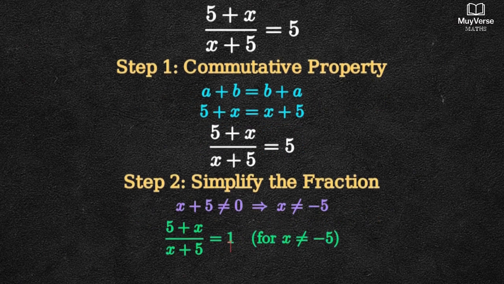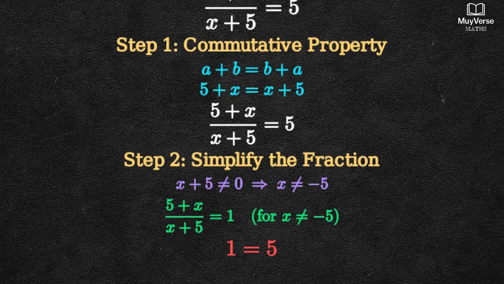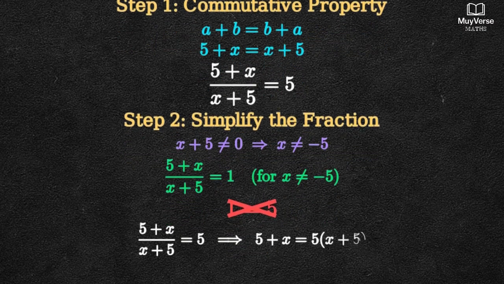Step 3. Substitute this into the original equation. 1 equals 5. This is a contradiction, so no value of x can make it true while keeping the denominator non-zero. Cross-check. If we cross-multiply the original equation, 5 plus x equals 5 times x plus 5.